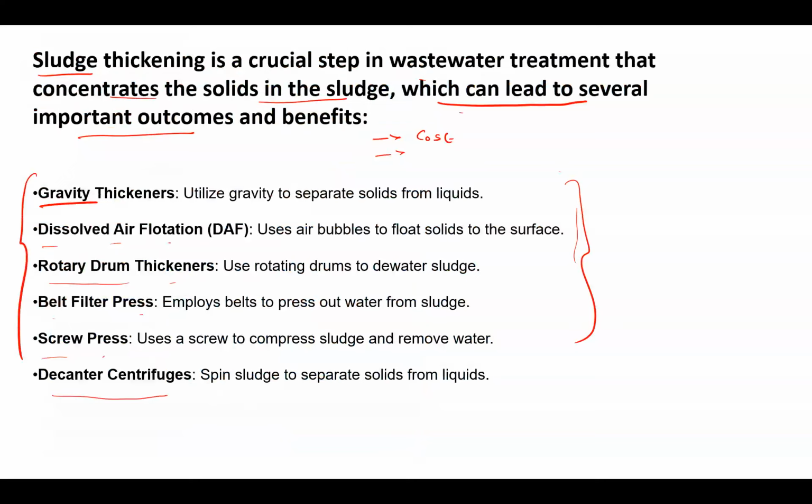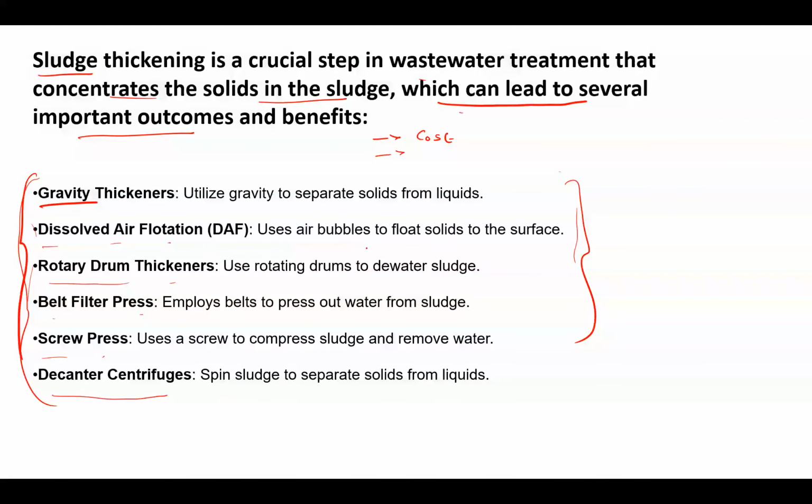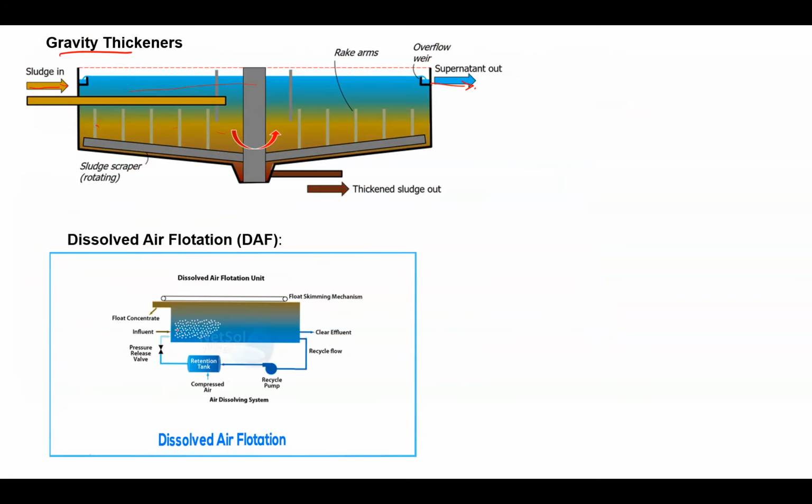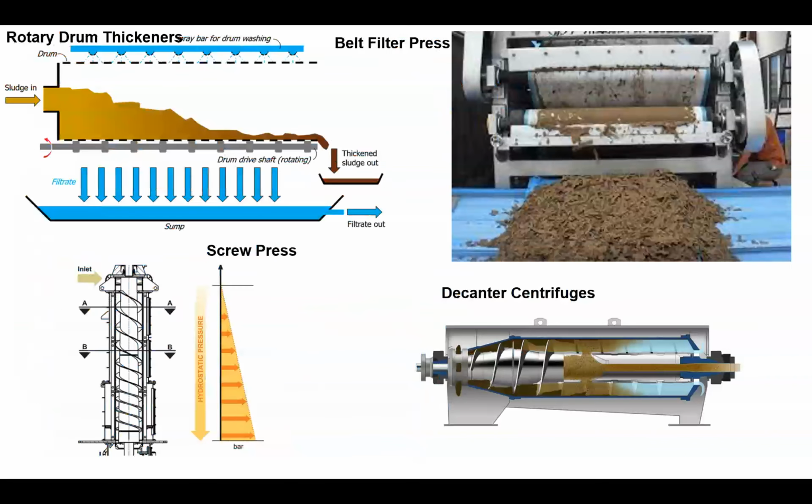So you can add the chemicals also for the step. And here are the mechanical instruments that are used. Next is the dissolved air flotation system. Here you can see it uses air bubbles to float the solids to the surface. The air flotation units are there. It will trap the solids and transport them with the bubbles, and we can separate them.